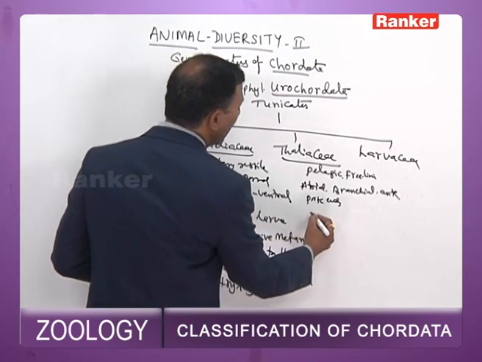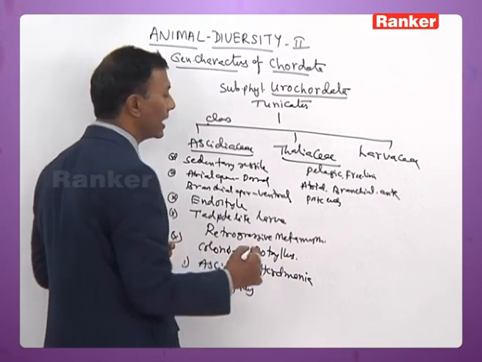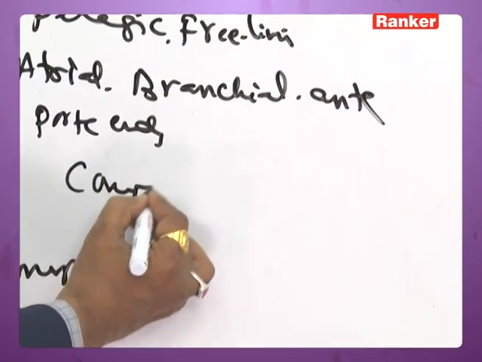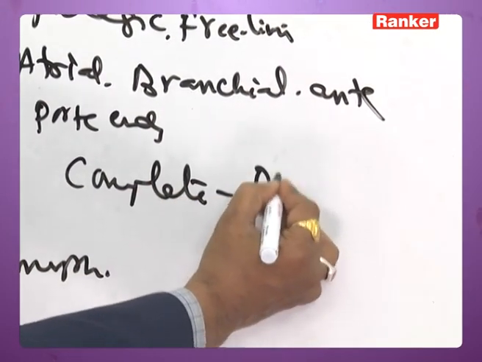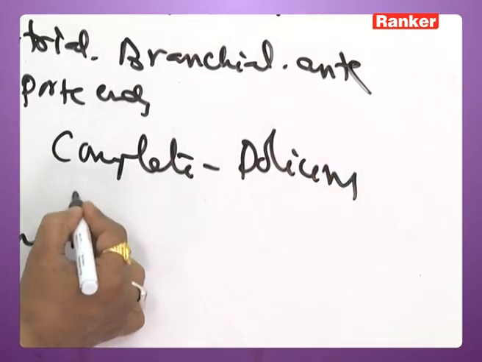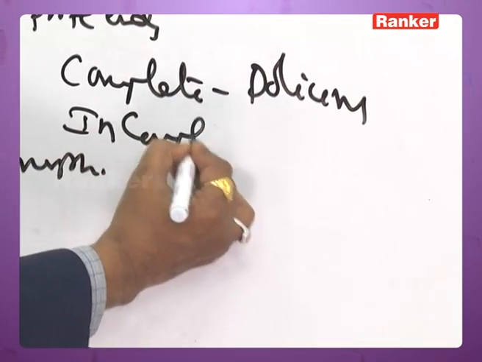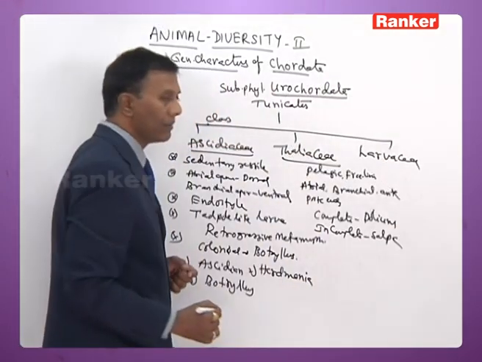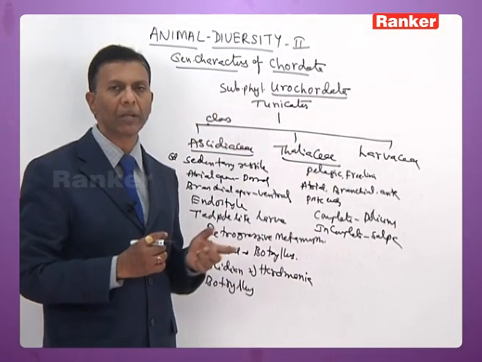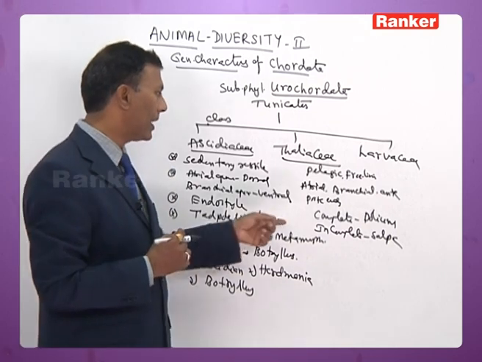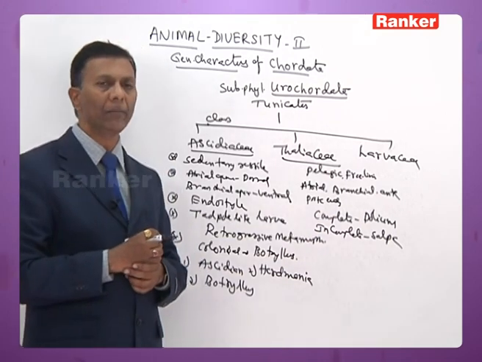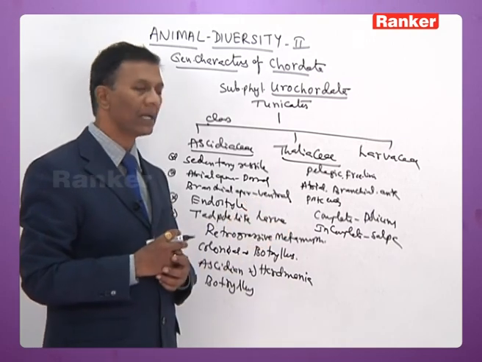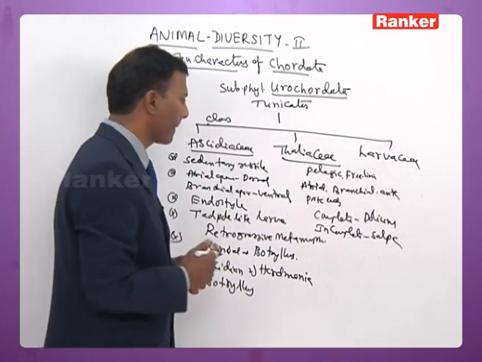The muscles are arranged in circular bands here now. The muscles may be complete, as you find in Doliolum, or incomplete, as you find in Salpa. Muscles which are arranged in circular bands, they may be complete or incomplete. Complete circular bands are present in Doliolum, and incomplete circular bands are present in Salpa.